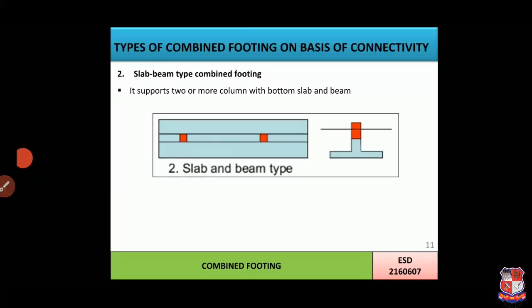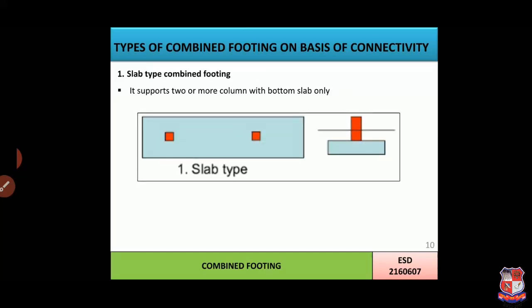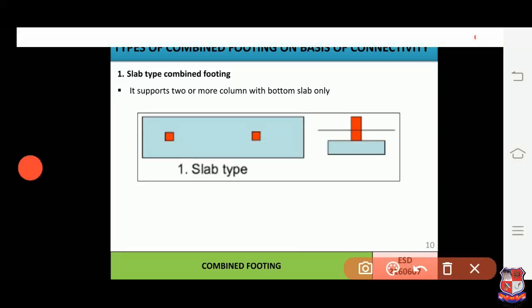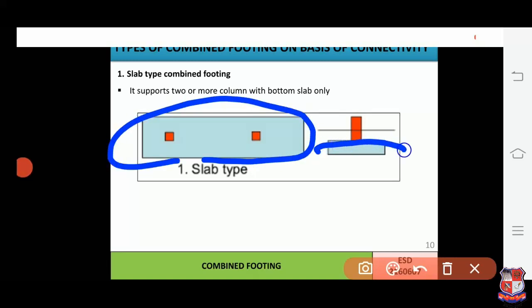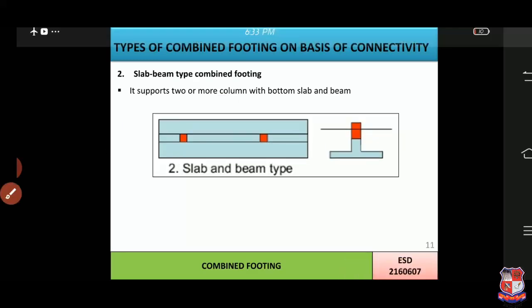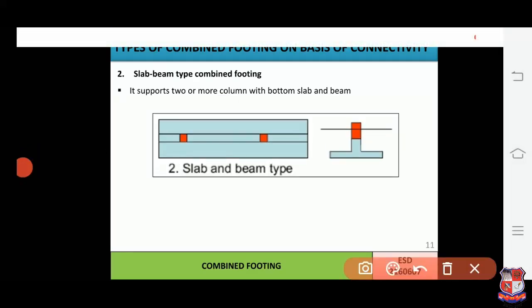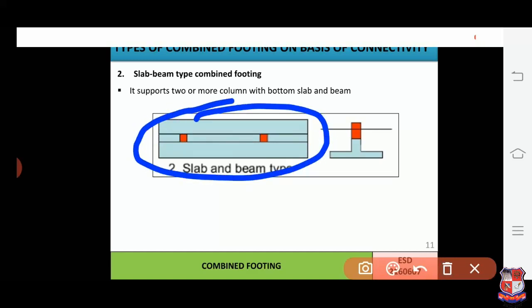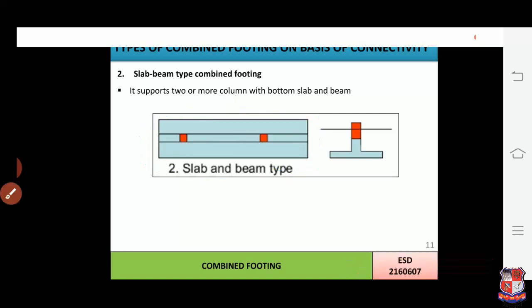It supports two or more columns with the bottom slab and beam. Now what is the difference between the earlier and this type of footing? Now in the previous type we can see over here only slab was there. This one, that bottom, is our only slab. Okay, column is directly connected with the slab. Now in this case, column is connected first of all with the beam, that is over here. Okay, and then it rests on the slab which is at the bottom. Okay, so hope you guys got the basic difference between the two footings.